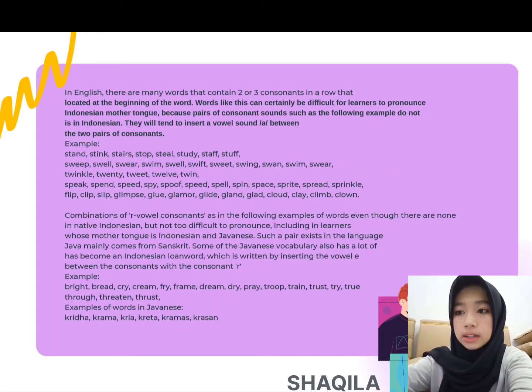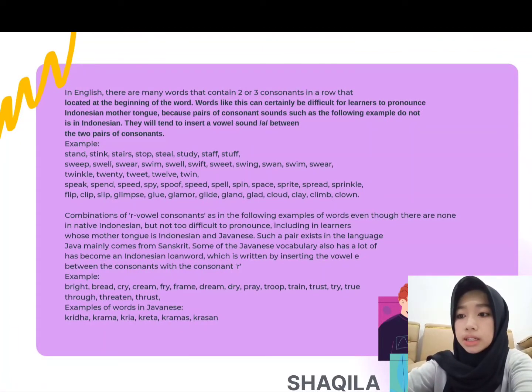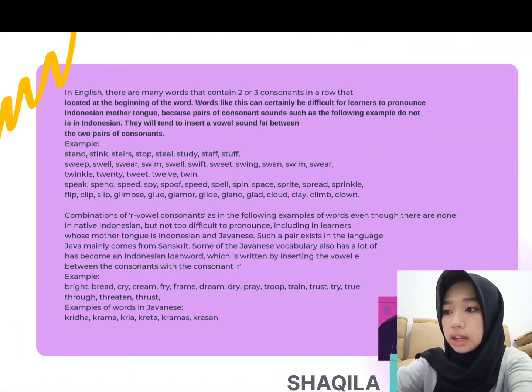Examples: stand, strain, stop, still, study, stuff, swift, swell, swear, swim, sweet, swing, swan, twinkle, tweet, twin, speak, span, spy, sport, spell, spin, space, spread, sprinkle, flip, clip, slip, glimpse, globe, glad, cloud, climb, clown.